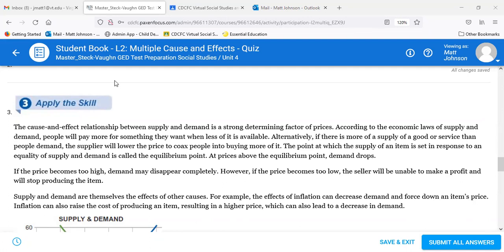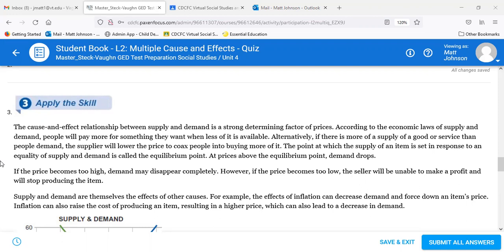The point at which the supply of an item is set in response to an equality of supply and demand is called the equilibrium point. As price rises above the equilibrium point, demand drops. If the price becomes too high, demand may disappear completely. However, if the price becomes too low, the seller will be unable to make a profit and will stop producing the item.